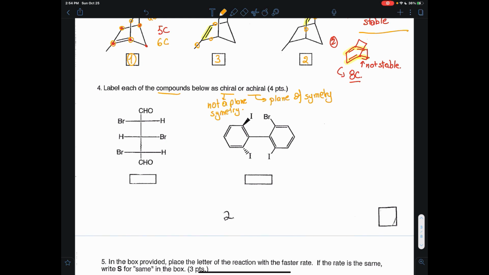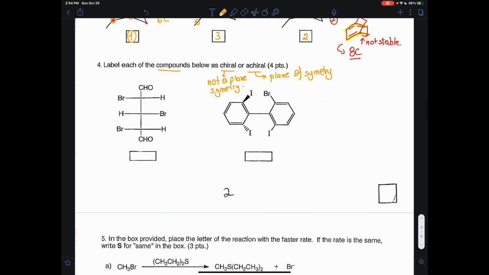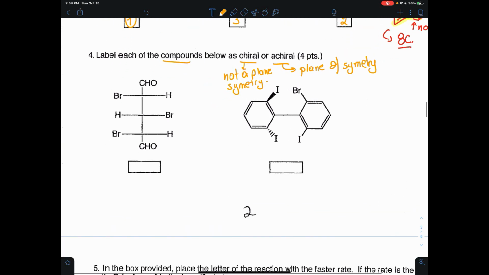So to compare these two, let's first look at the first one. We want to try to find a plane of symmetry in this compound. If I try to split it down the middle, right here, and fold this together, I know the hydrogen and the hydrogen align, the bromine and the bromine align, and the aldehydes.